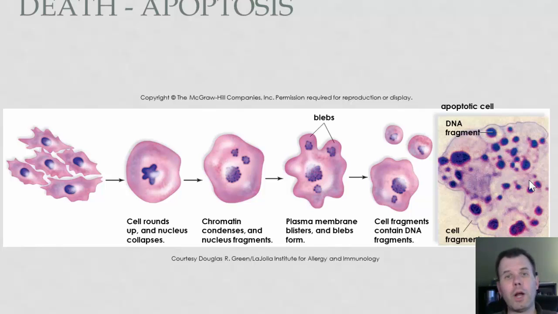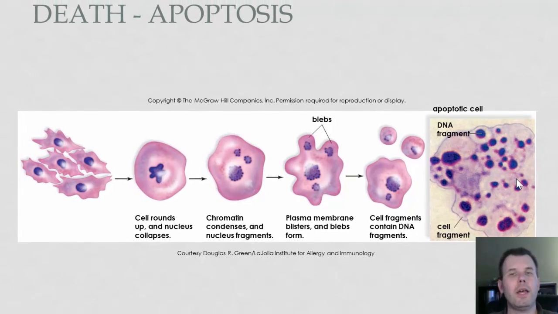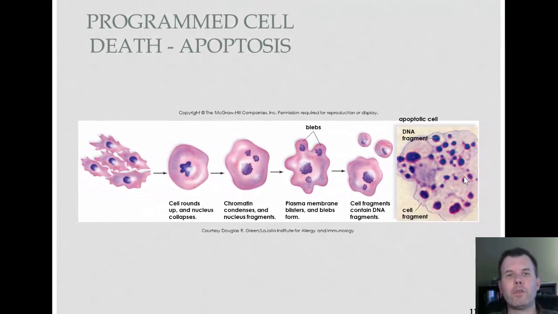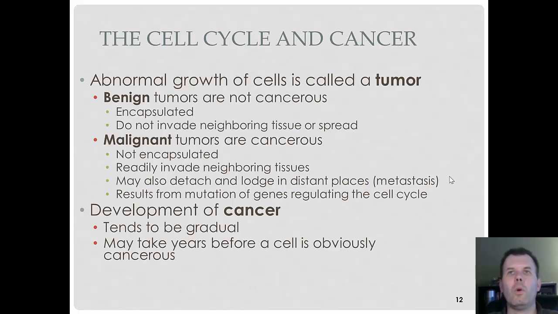This is a normal process that happens in our body all the time. These cells destroy themselves and then our immune system comes in and cleans up the damage. All right, so that's a normal process. But what happens if this doesn't happen? What happens if this doesn't work? Well, then we end up in a situation that we call cancer.